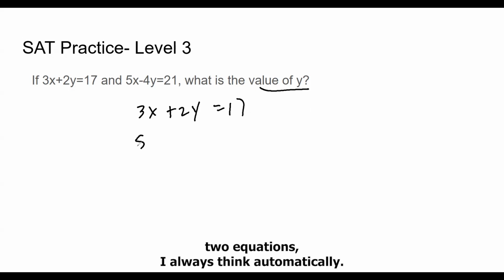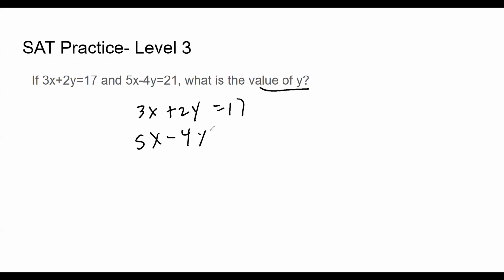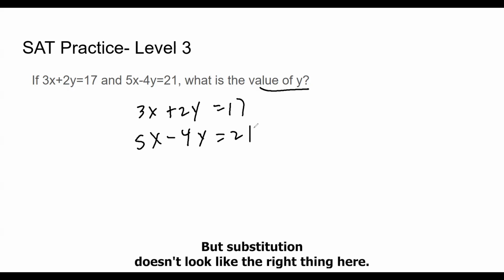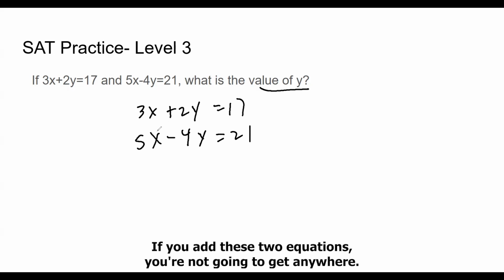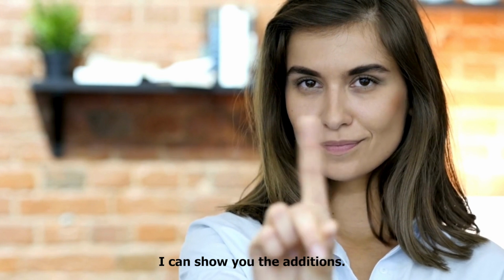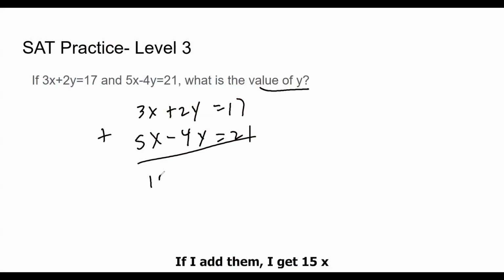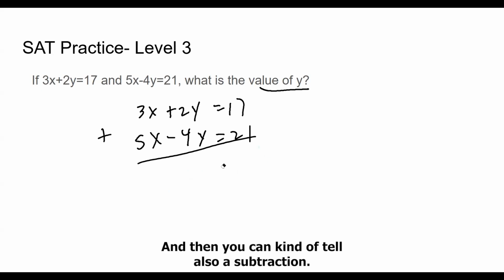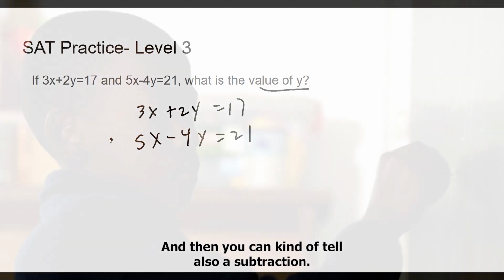When I see two equations, I always think automatically maybe the elimination method or substitution, but substitution doesn't look like the right thing here. If you add these two equations, you're not going to get anywhere. If you subtract them, you won't get anywhere. I can even show you the addition. If I add them, I get 15x minus 2y equals 28, 38. You can't solve for y. There's really no way to solve for y when you do addition. And you can kind of tell also that subtraction is not going to work.